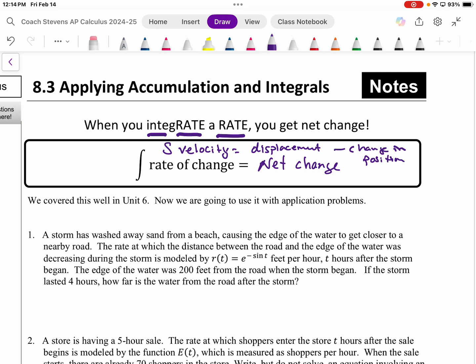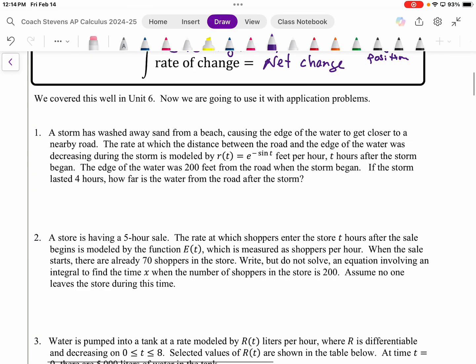So, as we apply here, now be careful. Like number 2, we just got to set up the equation. We don't have to solve, but we just got to set it up, and we see some of those from time to time. So number 1, it says a storm has washed away sand from a beach, causing the edge of the water to get closer to a nearby road.